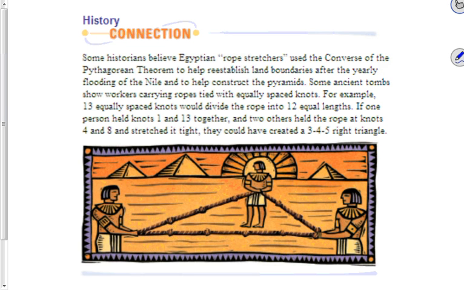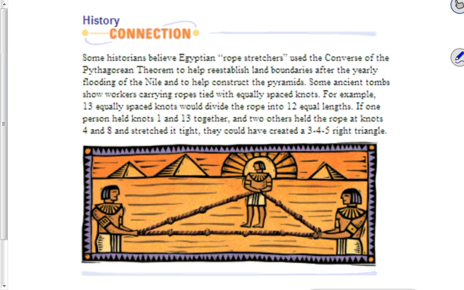And the last thing, a little history connection. It says, some historians believe Egyptian rope stretchers used the converse of the Pythagorean theorem to help reestablish land boundaries after the yearly flooding of the Nile and to help construct the pyramids. Some ancient tombs show workers carrying ropes tied with equally spaced knots. For example, 13 equally spaced knots would divide the rope into 12 equal lengths. If one person held knots 1 and 13 together, and two others held the rope at knots 4 and 8 and stretched it tight, they could have created a 3, 4, 5 right triangle.